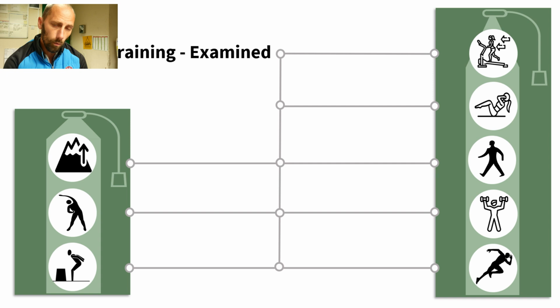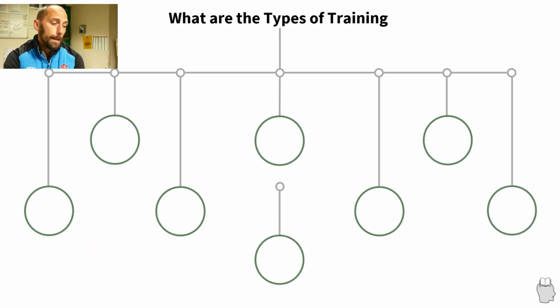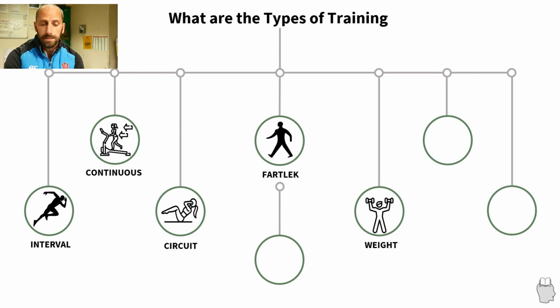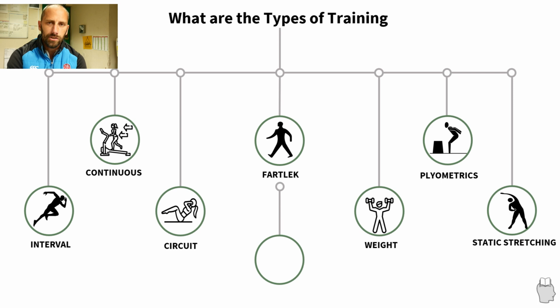My students are doing quite well with this, and the extra kind of input that we get from the icons is slowly helping them out. So we've got 8 different types of training. So as we go through, we've got the types of training. We're looking at interval training today. In the next video, we'll look at continuous, then circuit, fartlek, weight, plyometrics, static stretching, and altitude training.